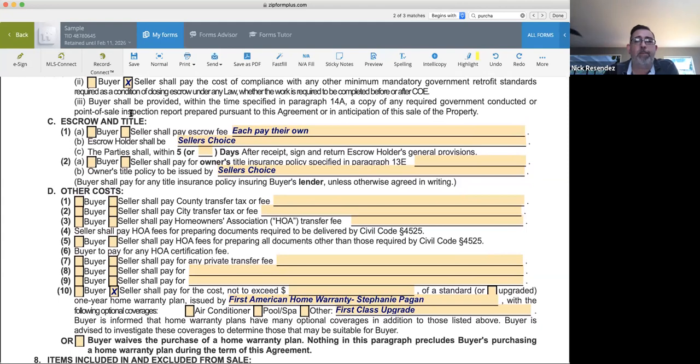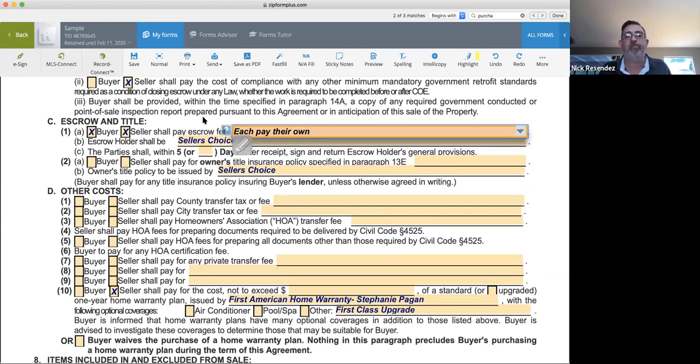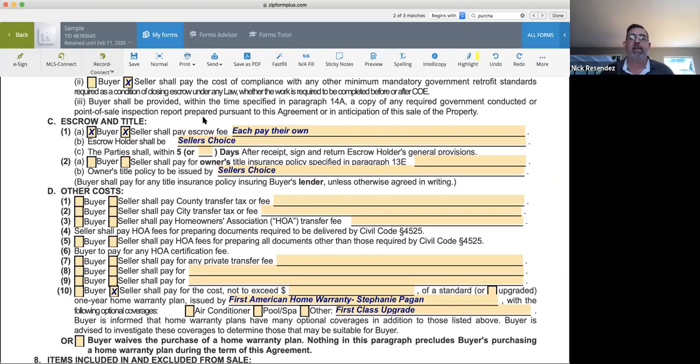All right. Buyer will be provided with all these reports. Okay. So seller's going to pay for them. Buyer's going to get a copy, and that's it. Then we move on to escrow and title. Commonly, buyer and seller are going to pay their own fees. So I have each pay their own. The escrow company is going to charge each party their own portion of fees. Okay.